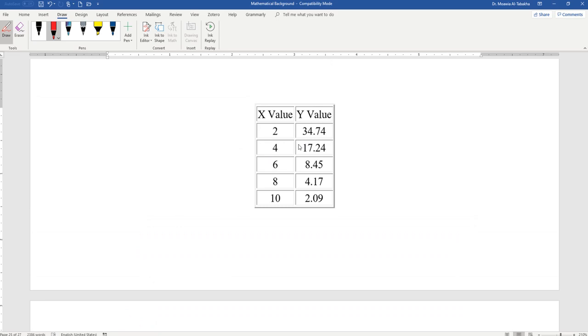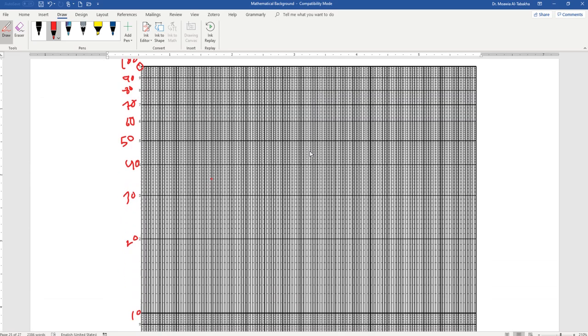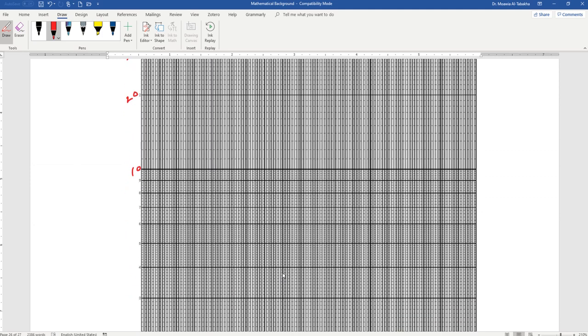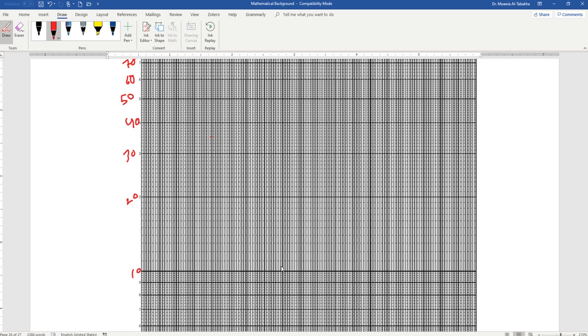So 2 with 34.74, 4 with 17.24. When 4, 17 is less than 20, between 10 and 20. See, 1, 2, 3, 4, 5, 6, 7.24, meaning here. Okay, see now we have this point and this point.